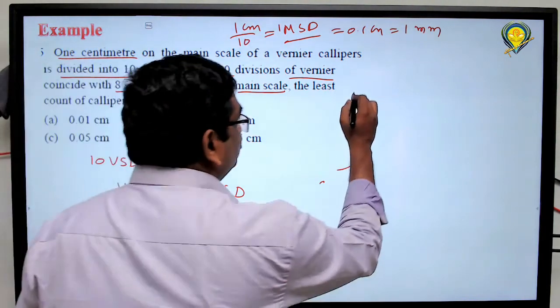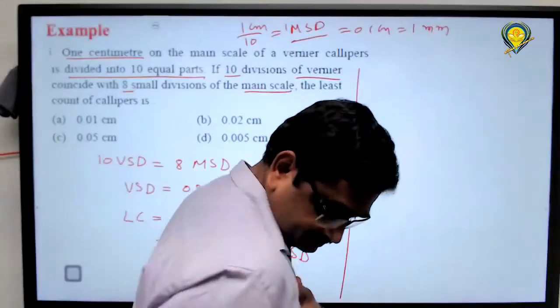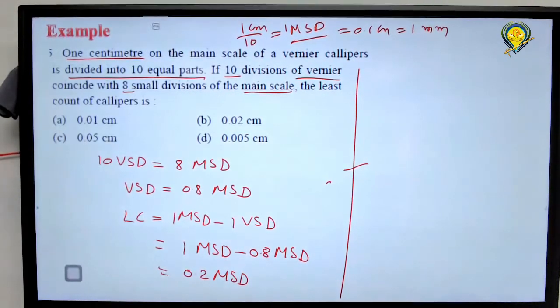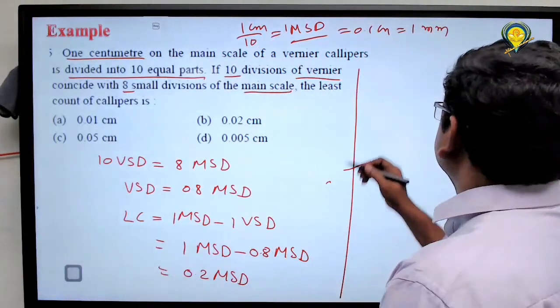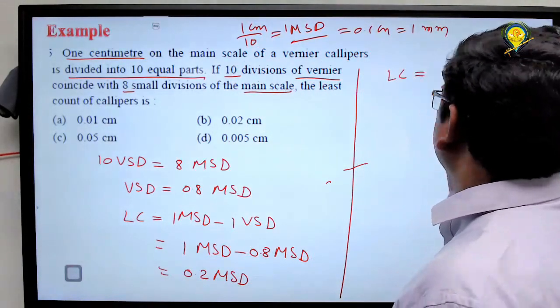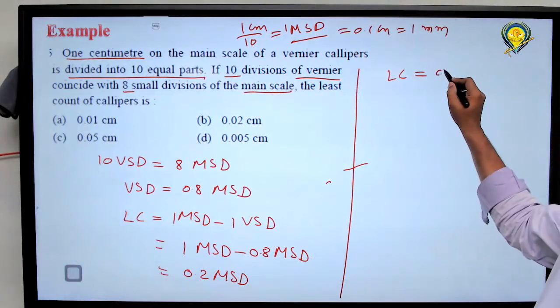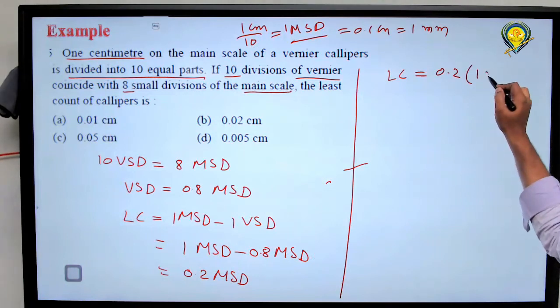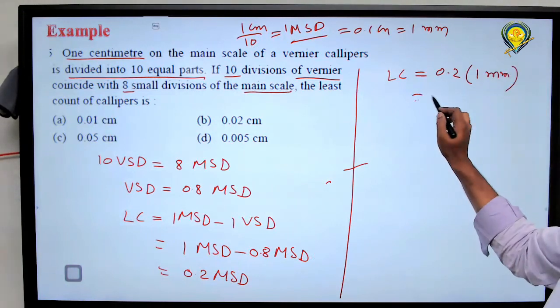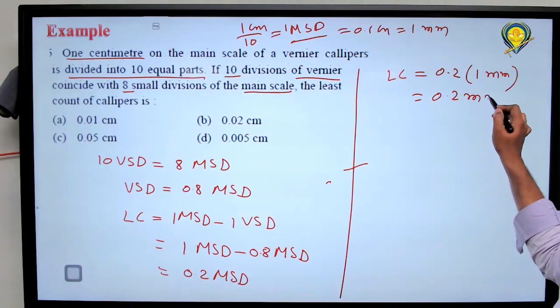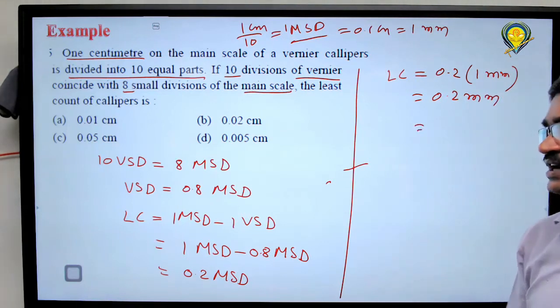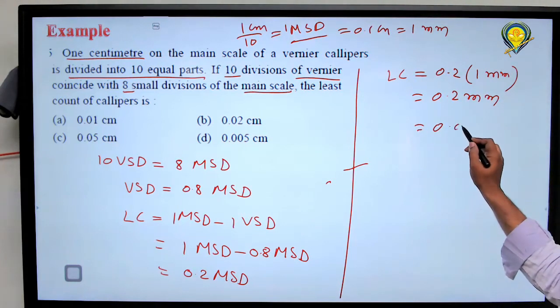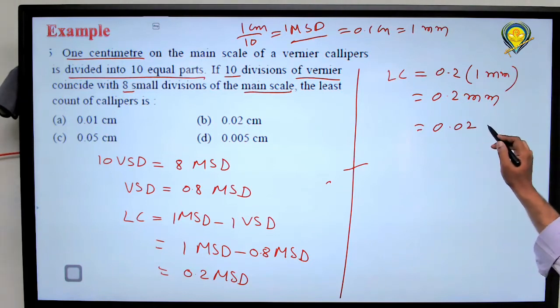So least count LC equals 0.2 main scale division. 1 main scale division is how much? 1 mm. So 0.2 mm. Now can you write this in terms of centimeter? So we need to place an extra 0 after the decimal point, in cm.